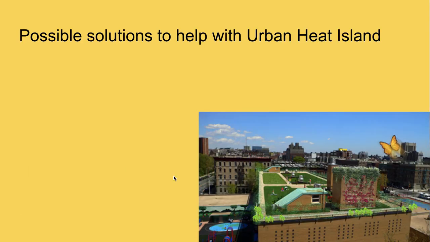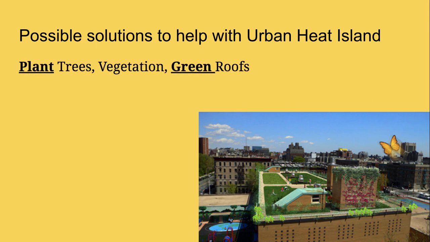Possible solutions for heat islands. Because I can't change where the sun is, but I can change the surface. I can change the covering of the ground. So planting trees, vegetation, and green roofs. In some places this is more common than others.